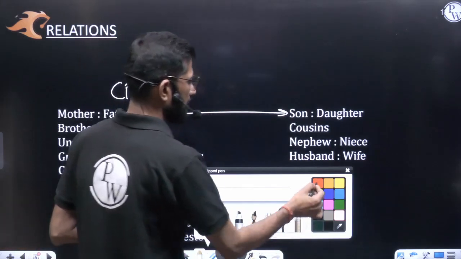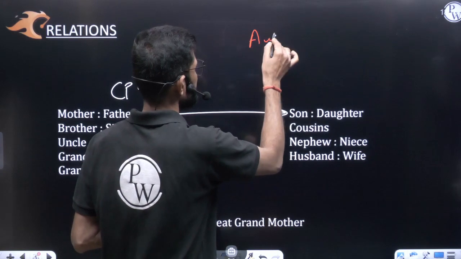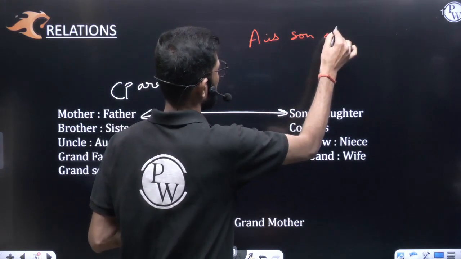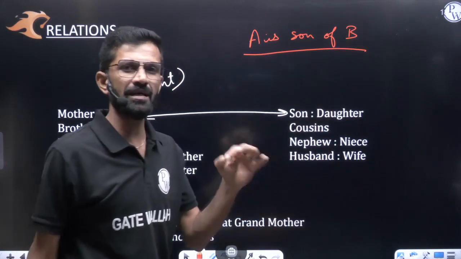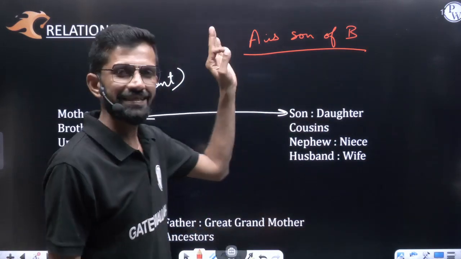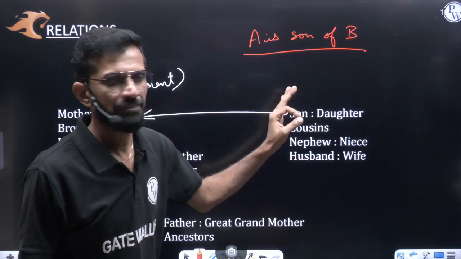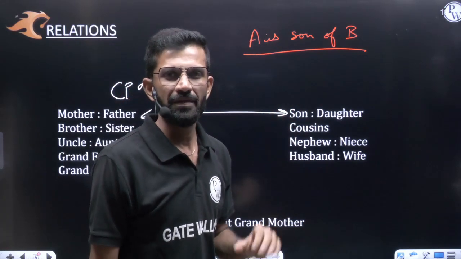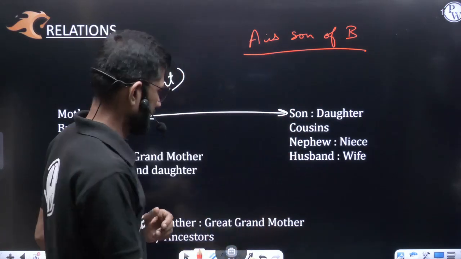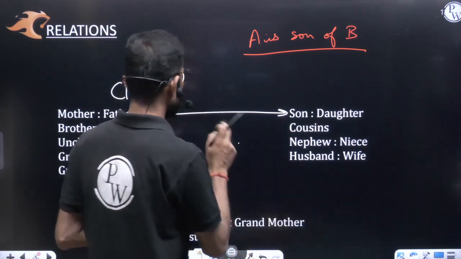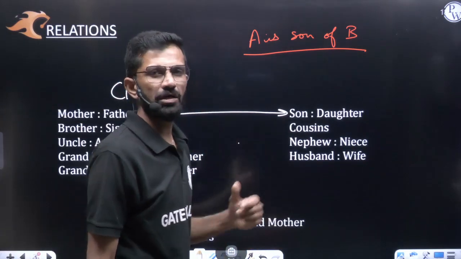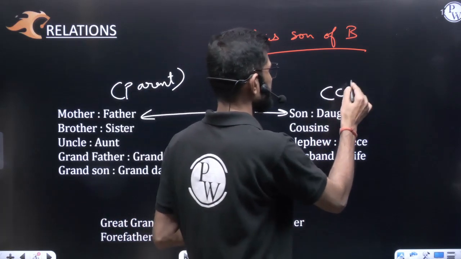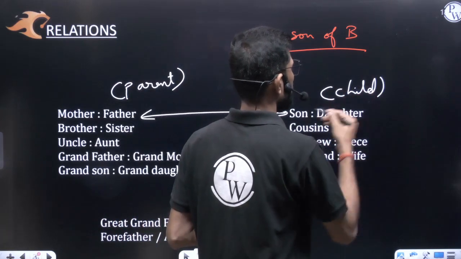Because sometimes the data they give in the question, the gender won't be clear. Like for example, if it is said A is son of B. When I say this sentence, A is son of B, I know that A is a male member. But B's gender is not confirmed. B can be mother, father, anything. So when mother, father gender is not clear, we use the word parent. Similarly, when son, daughter gender is not clear, we can use the word child. In plural form, children.